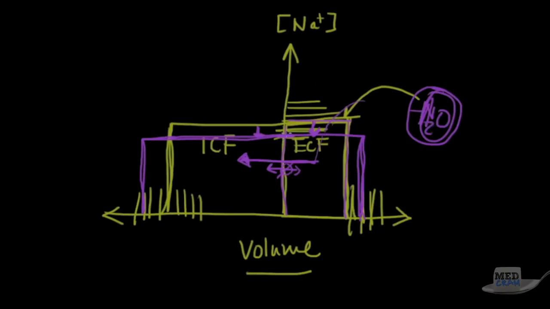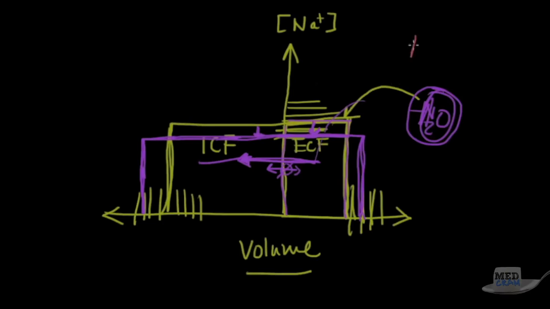So to review, free water goes in, it causes a reduction in the sodium concentration. Because of that, the law of osmosis means that water will keep going across this membrane until the sodium concentration in the cell matches that in the extracellular fluid, which means that most of the water that you give the patient, if it's in the form of free water, is going to go into the intracellular fluid compartment.